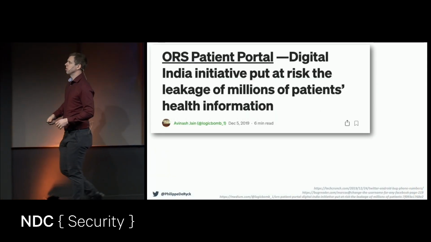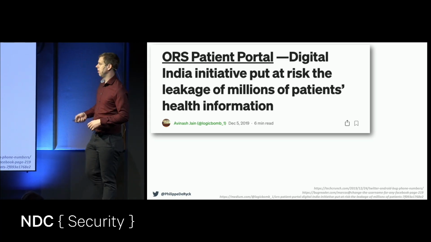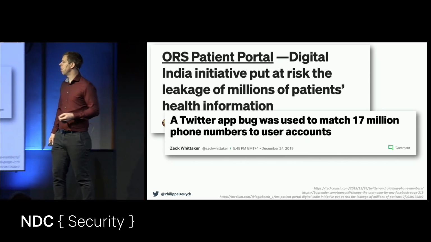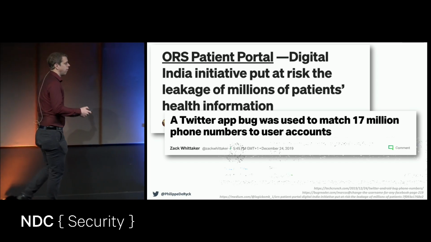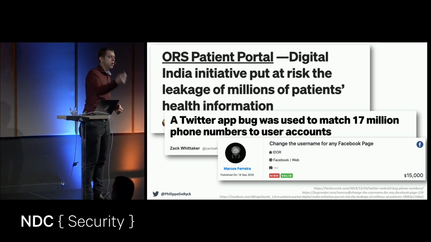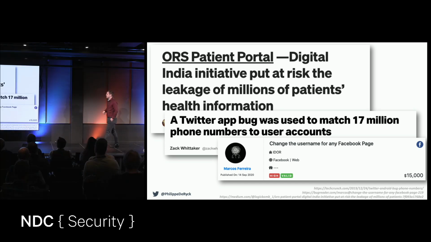And here's some more examples. India patient portal, millions of patients, health information, whoops, that's a mistake. On Twitter, we could abuse a bug like this to match phone numbers to Twitter accounts, which is kind of sensitive. And on Facebook, somebody figured out how to use this vulnerability to change the name of a Facebook page and then register a new page with the same name so they could hijack that URL to the page. 15,000 USD as a bug bounty, just to show you that this is not an insignificant vulnerability. This is like an, oh crap, let's pay the guy some money for having reported that issue. Happens everywhere.